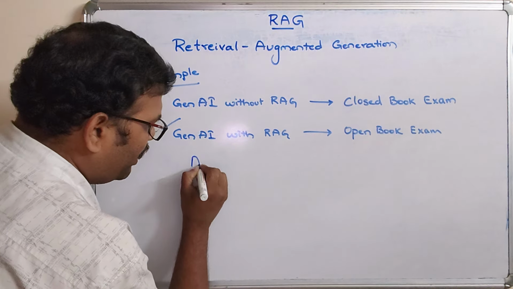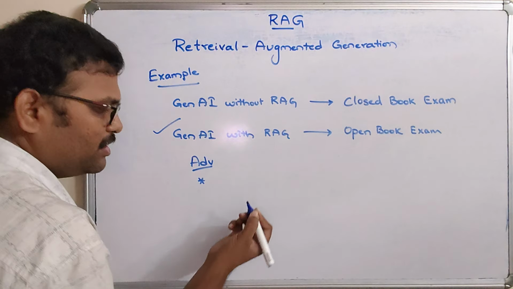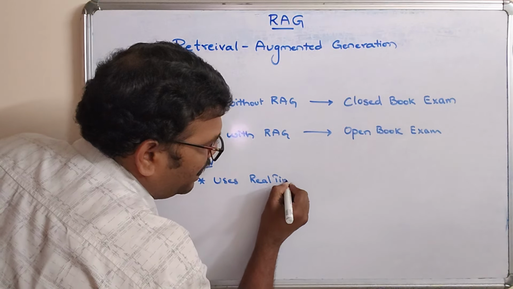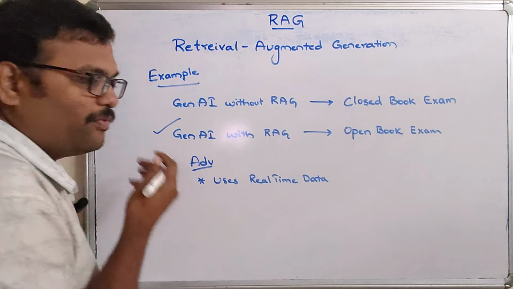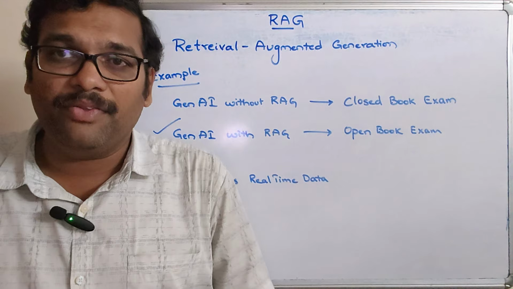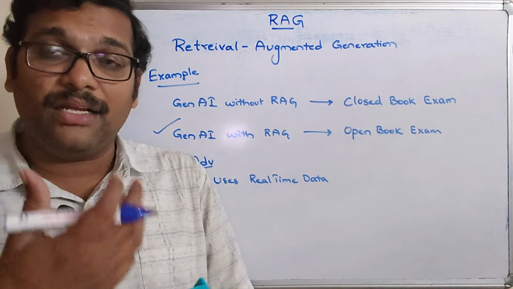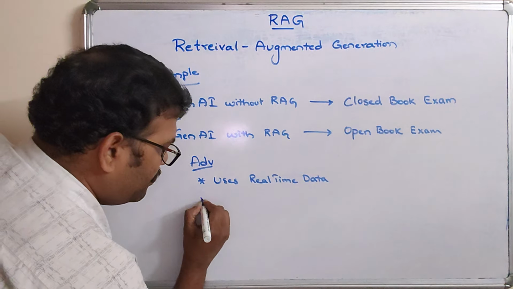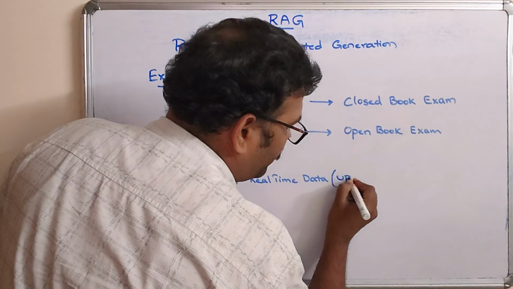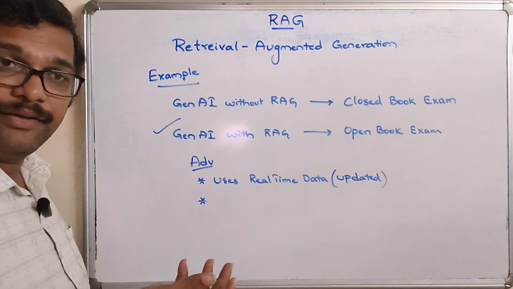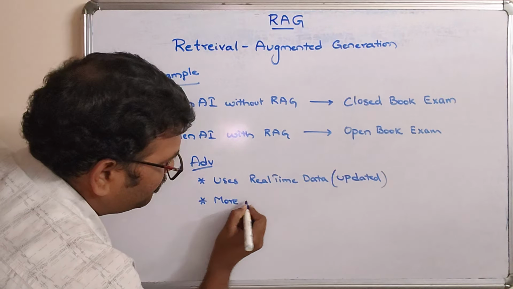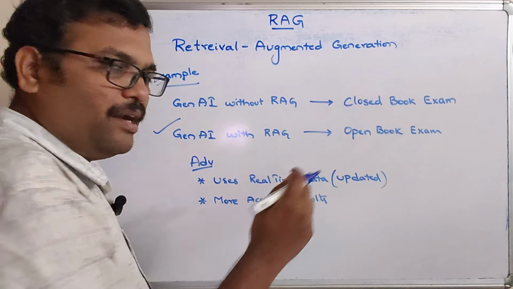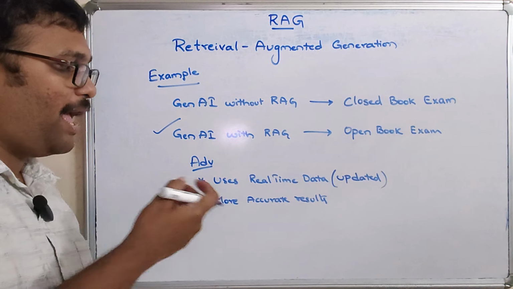So what are the advantages? Why are we using this? One is that it uses real time data. Every time the prompt is given, first it will search in the external sources, so automatically it will use the real time data, not outdated, so updated data, updated content. And we get more accurate results, because we are using the updated data.